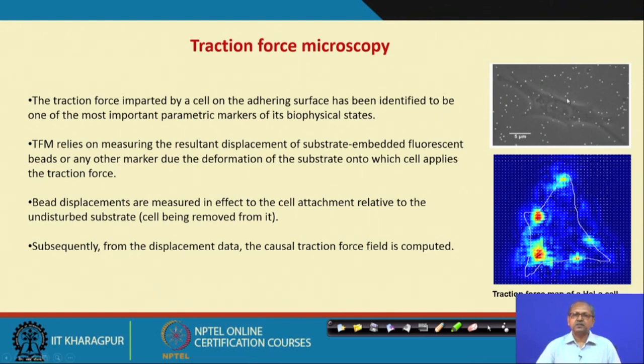The extracellular matrix is embedded with fluorescent beads, then cells are adhered to the extracellular matrix. Then we can capture the image of the fluorescent beads, which are distorted, then remove the cell and take the picture again. From these two pictures, the displacement of the fluorescent microbeads is calculated for the traction force. So how is this experiment done in our lab?